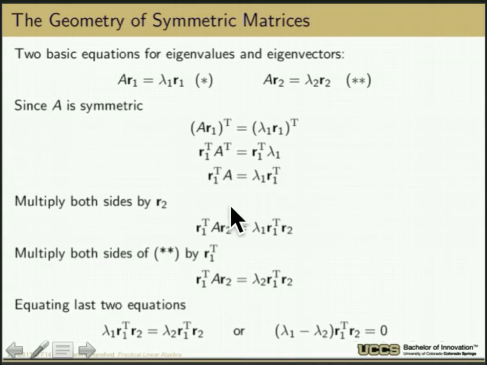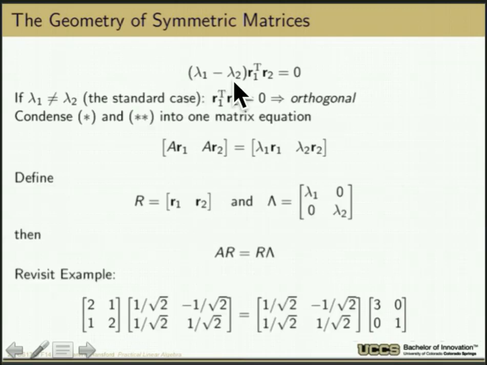And I'll get R1 transpose A equals lambda 1 R1 transpose. I can multiply both sides of these by R2, so I'm just going to put R2 on the right-hand side of both of these. And now if I go back up to the second equation, I can just pre-multiply it by R1 transpose, assuming that R1 and R2 are not both the zero vector. I'm going to get lambda 1 R1 transpose R2 is equal to lambda 2 R1 transpose R2. Combining those together, since they have the same second part, I have lambda 1 minus lambda 2 times R1 transpose R2 equals 0. This just follows for any symmetric matrix, because we just used the symmetry property for the transpose.